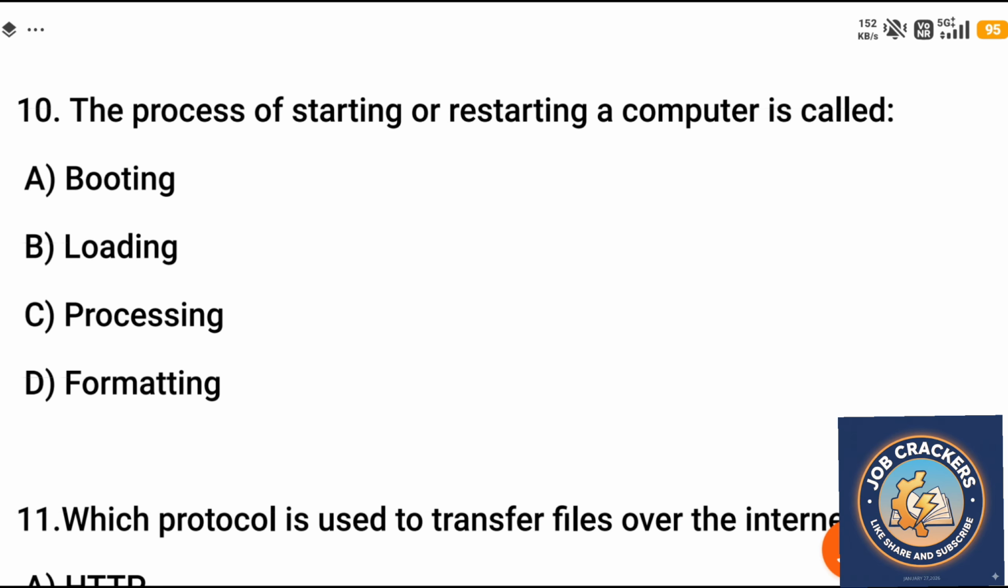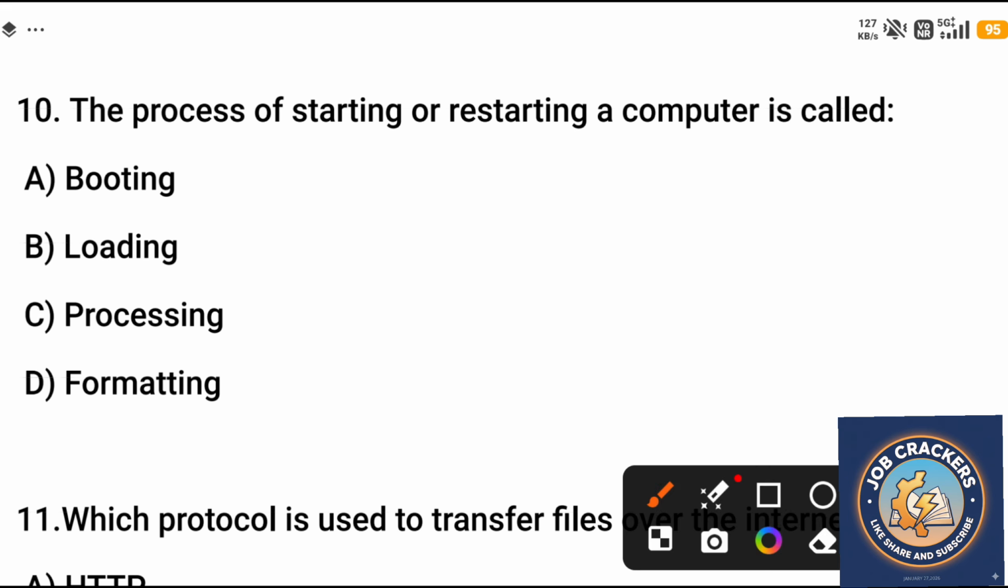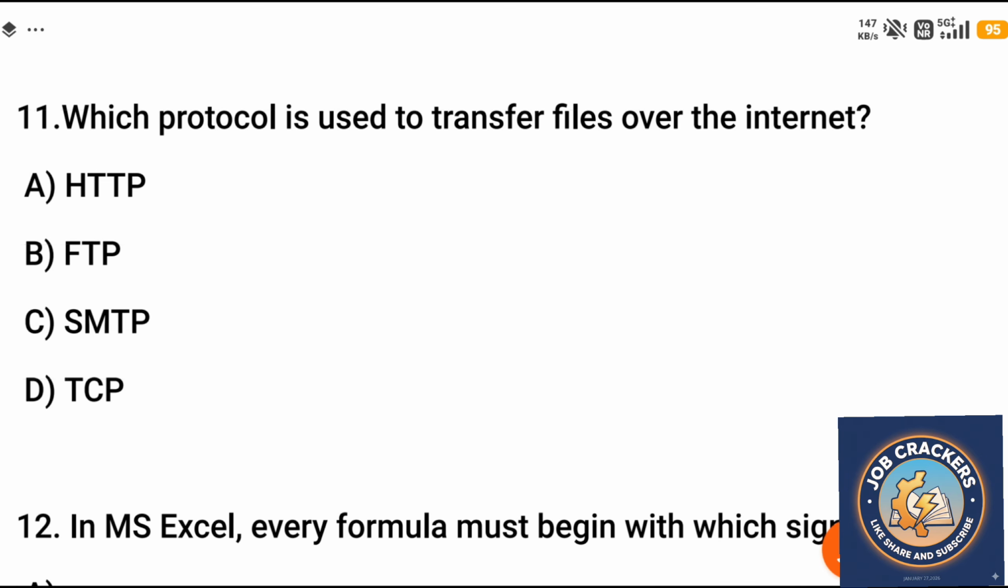Question 10. The process of starting and restarting a computer is called A. Booting. B. Loading. C. Processing. D. Formatting. Correct answer is option A. Booting.